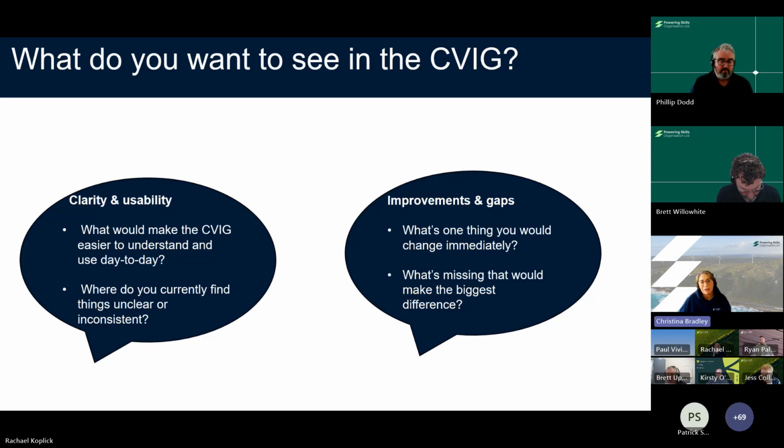So essentially, I'm going to launch this poll right now. We just want to know what would make your job easier and what you would like to see as part of the companion volume or the implementation artifacts. Or even think about your promotion artifacts.